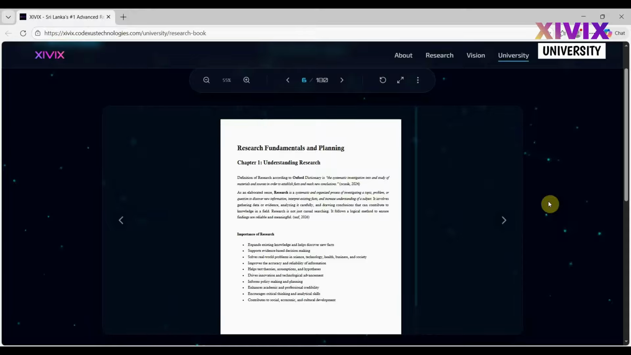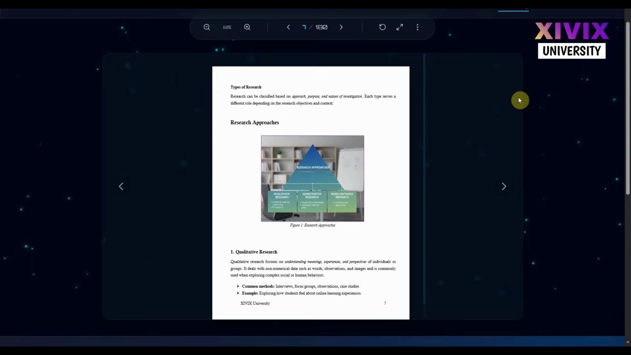We have used 3 criteria: approach, purpose, and nature to help you understand the types of research. Approach is the most common one, where we categorize research into qualitative research, quantitative research, and mixed methods.